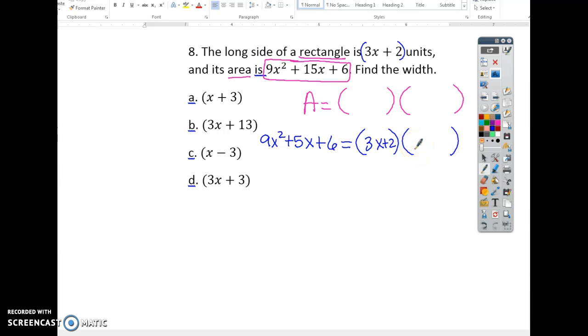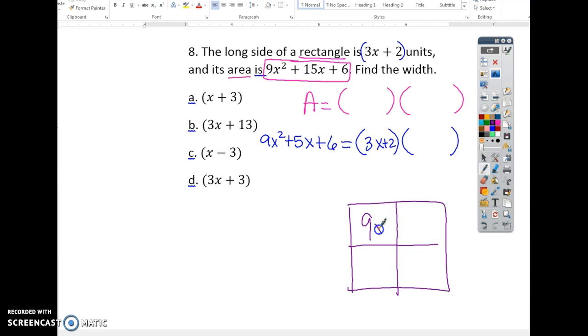Okay, because this is multiply. The opposite of multiply is divide. Vamos a dividir. So I'm going to use the box to divide. This is 9x squared plus 6. And on the outside, I have 3x plus 2 because I'm looking for this side. I'm looking for the other factor. So we start dividing.